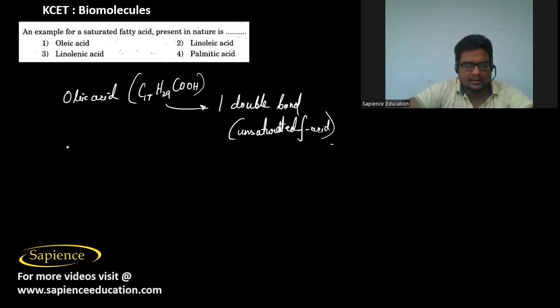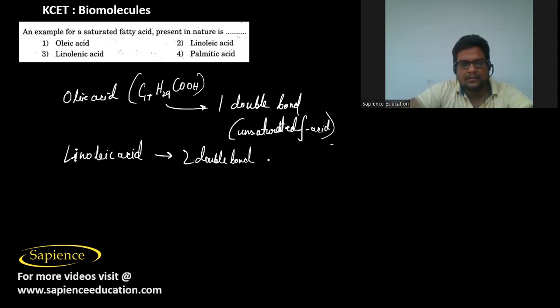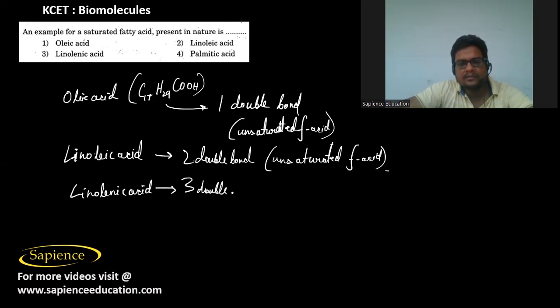And linoleic acid has got two double bonds. So it is also an unsaturated fatty acid. And linolenic acid has got 3 double bonds. So it is also an unsaturated fatty acid. And only palmitic acid has got no double bonds.